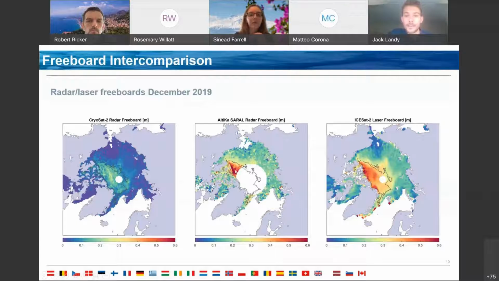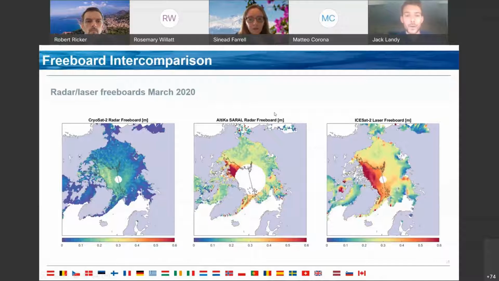And we get this gradient of thicker to thinner radar freeboards from Antarctica between the multi-year ice north of Canada out to the margins, but maybe it doesn't quite capture the thinnest ice that we see in IceSat 2. And we also see this circulation of thicker multi-year ice out into the Beaufort Gyre from all three of our products, which is great. This is the same thing for March 2020. We see a thickening with all of our freeboards, which is also good news.